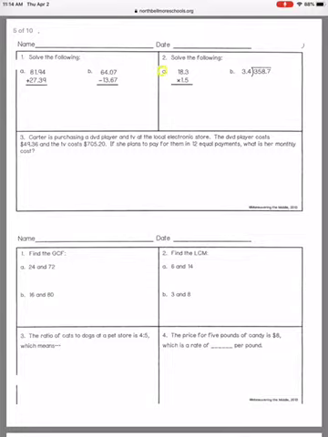In number 2A, you're going to be multiplying decimals. We don't line up the decimals when we're multiplying decimals. We just multiply them as if they were any other multi-digit numbers.